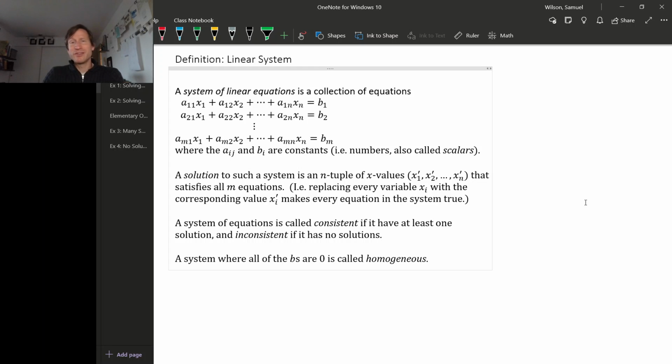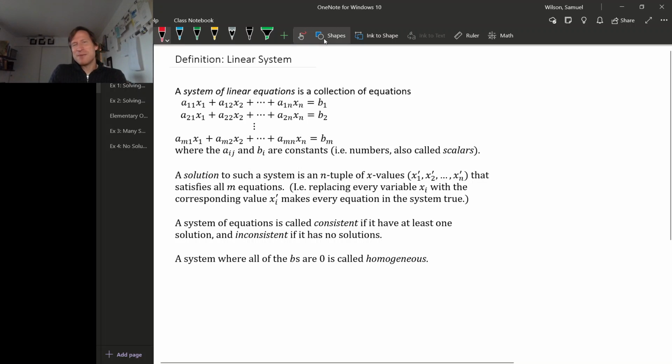So far we've been using an intuitive notion of what a linear system of equations is, but it pays to be really precise about what exactly we're talking about. A system of linear equations is a collection of equations that looks like this. All of the a's are just going to be actual numbers, all the b's as well. And the variables are the x's.